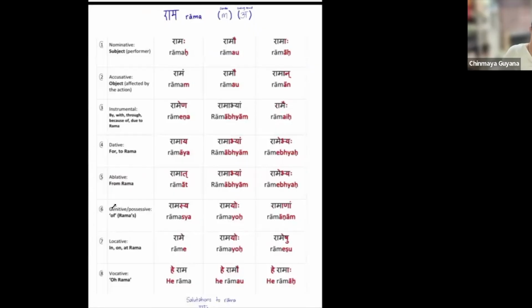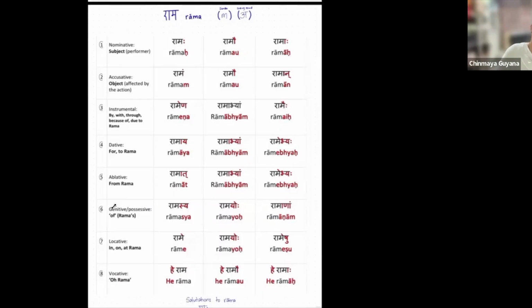So you look in the fourth row and you look in the second column. That will be Ramaya. Namaha Ramaya. Does that not sound familiar? Namaha Shivaya. Namaha Ganeshaya. The aya is the ending that is added to show that it is a fourth case singular.